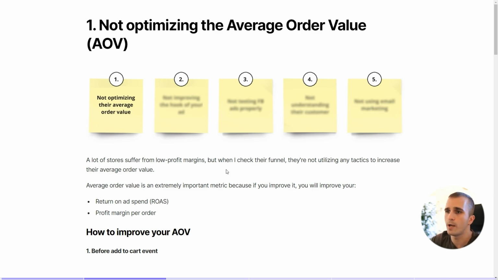And average order value is an extremely important metric because if you improve it, you will improve your returns, so how much returns you get from your Facebook ads, and you will also increase your profit margin because your average order value will be higher. Therefore, it's a super important thing and you need to optimize it if you want to increase your profit margin and scale much easier. So let's cover some ways that you can improve your AOV.